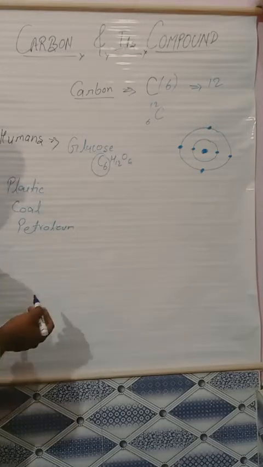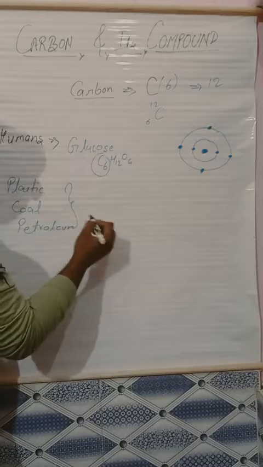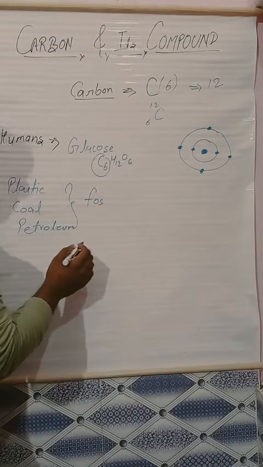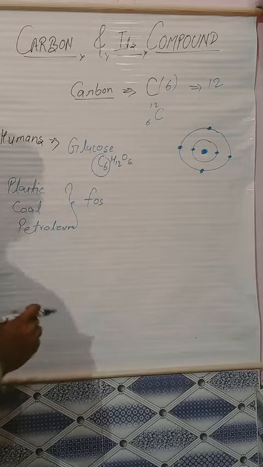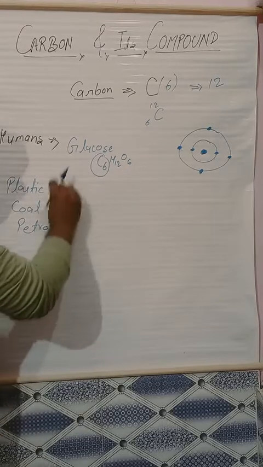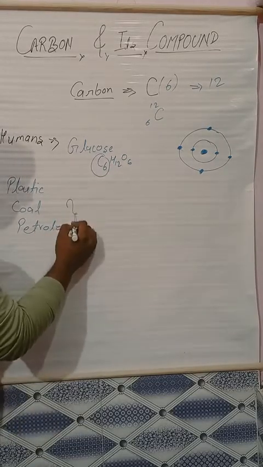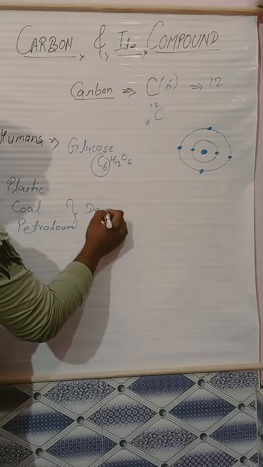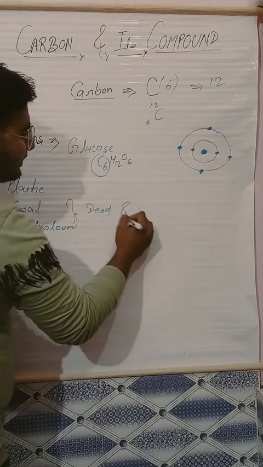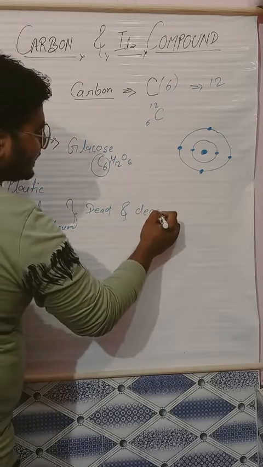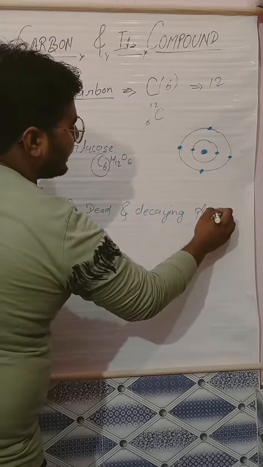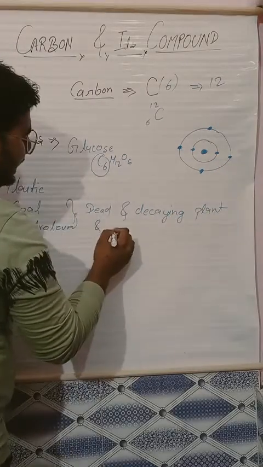What we have studied about this? We have studied that these all are the fossil fuels. What are they? No, all of them are not fossil fuels. These two are the fossil fuels, and they both are made from the dead and decaying plant and animals.